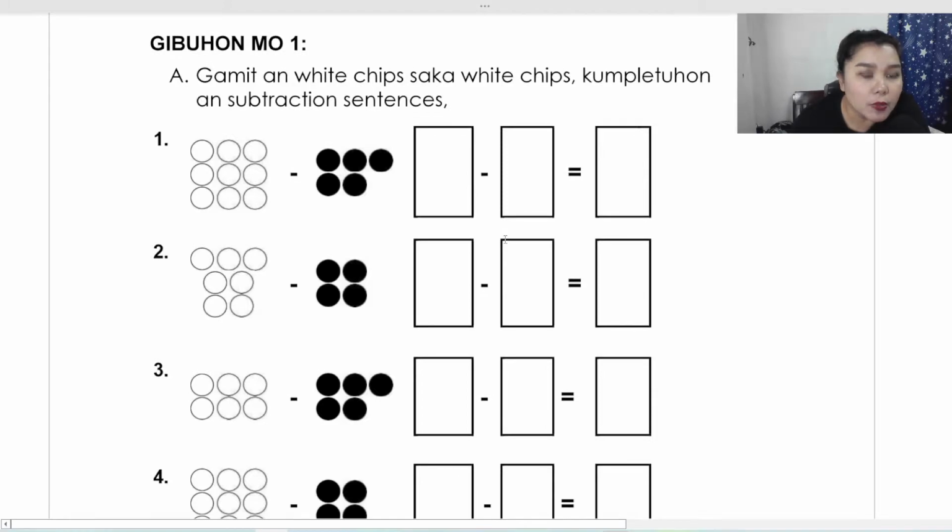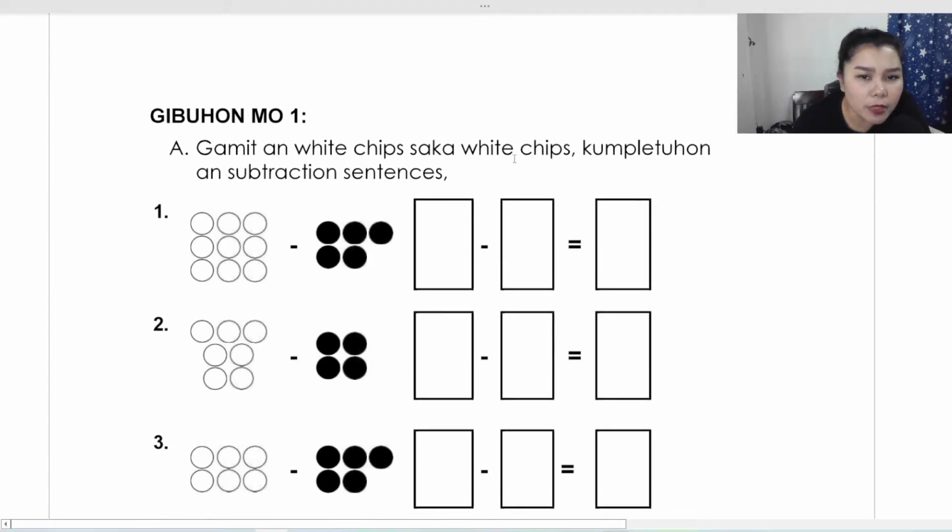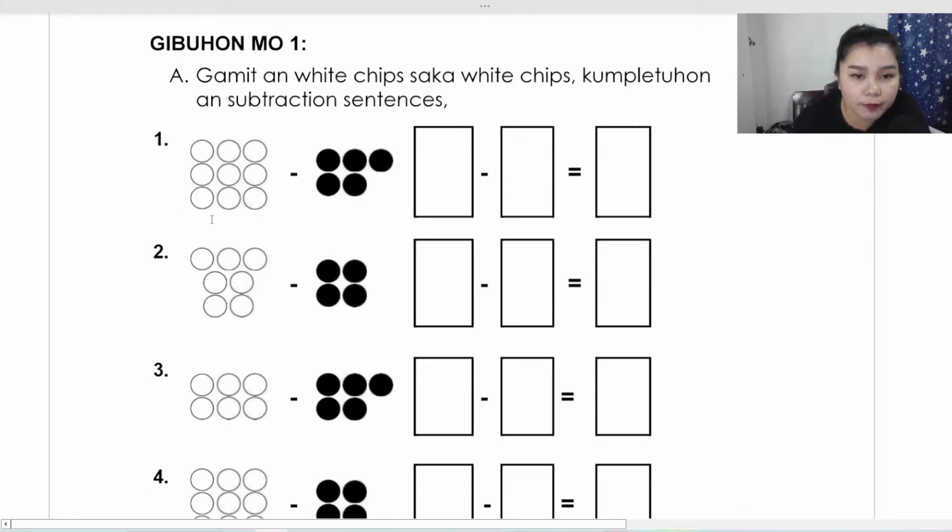Okay, for this one, do Activity 1. Part A, using the white chips and black chips, complete the subtraction sentences. So first, count the white chips. This is what you have to do for Activity 1.